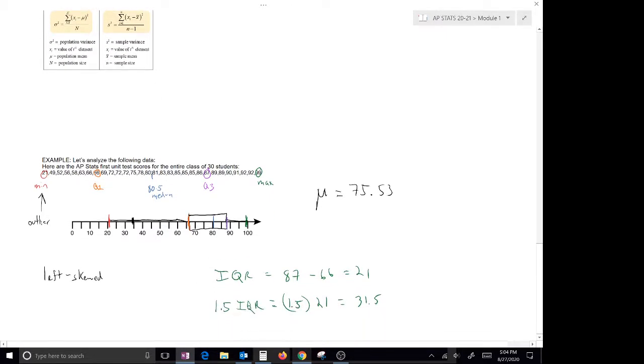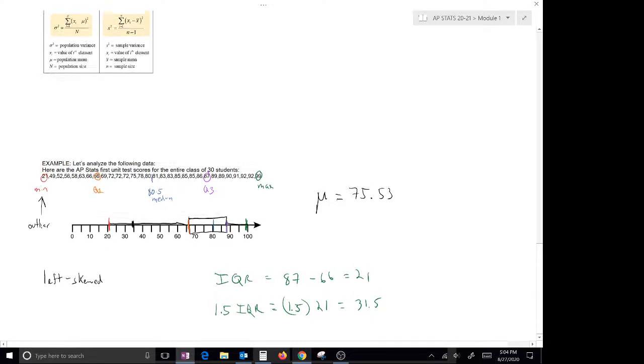All right, so we got our center. By the way, the fact that our mean is a pretty good ways from our median tells us this is also left skewed. So we're getting a pull from this outlier. That's why our mean is getting pushed left of our median. It's a little less resistant to outliers than a median is. Okay, we got our center.